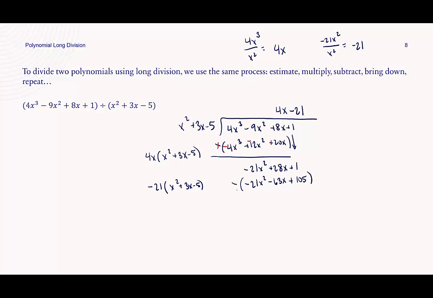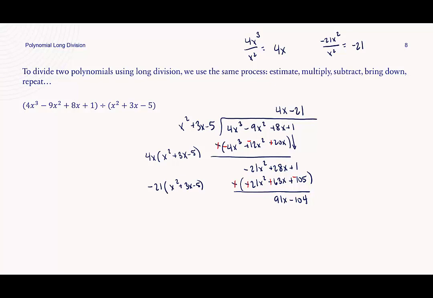This whole thing is being subtracted. Let's change the signs. This negative becomes a positive. This negative becomes a positive. This positive becomes a negative. This negative becomes a positive. Now we combine by going straight down. Negative 21x squared and positive 21x squared make 0. 28x and 63x make 91x. Woo. 1 and negative 105 make negative 104. This is the remainder. That is a monster of a remainder.